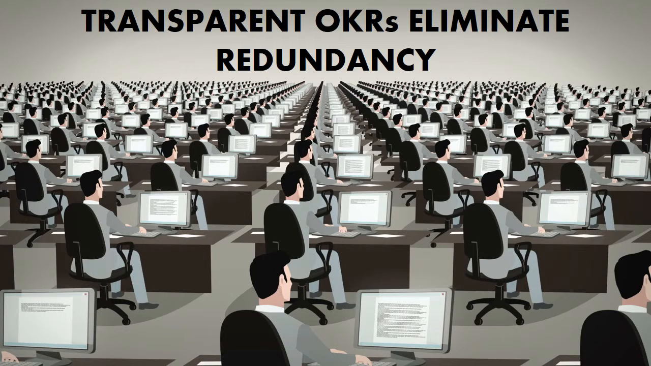Transparent OKRs also help to eliminate redundancy. If you're working on something and you see that someone else has the exact same OKR, then you don't need to do that. Or a very similar OKR, or an OKR that would render your OKR obsolete. So you can see everyone else's OKRs. You can make sure that you're not working at cross purposes and not doing redundant work either.